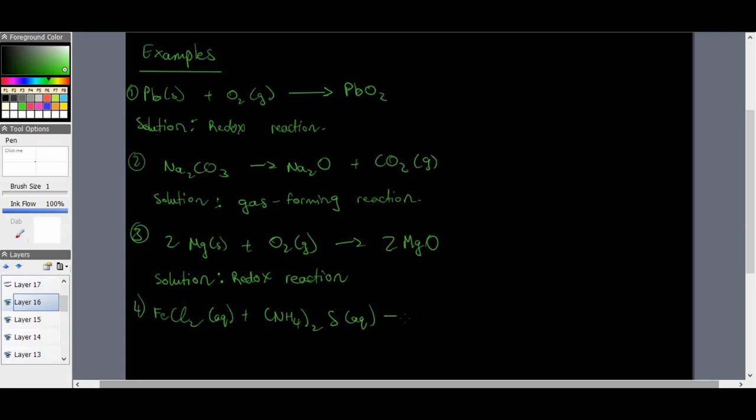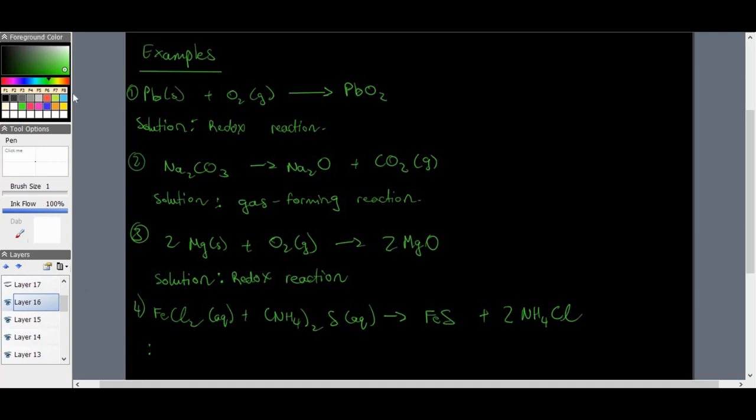That gives us FeS plus 2NH4Cl. And that equation is balanced. You can see I've purposefully omitted a phase here because I want everybody to tell me what type of reaction this would be classified as. Would it be acid base? Would it be precipitation? Would it be gas forming, or would it be redox? You all tell me.